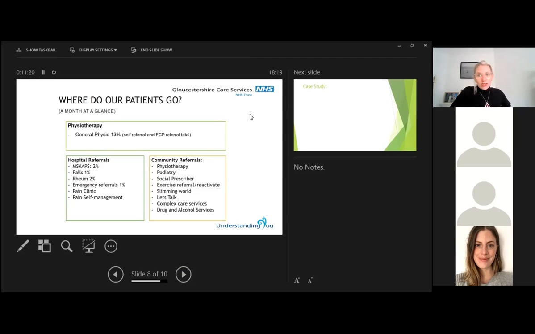Some of them need specialist input, so some go to specialists in the hospital, and we have some going to A&E for different reasons. We have some going to pain clinics, some going to interface services, but we also have a lot of community referrals, so to different specialists within primary care or to different specialists within the community.